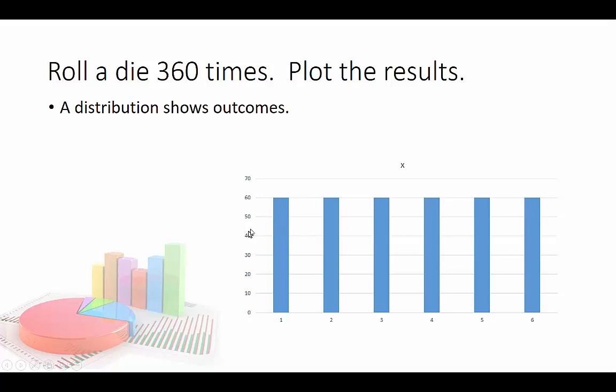Now, admittedly, in real life, we know there'll be some variation here, but this is what we theoretically expect because each roll is equally likely. This is called a uniform distribution. Now, that's not the only type of distribution out there.